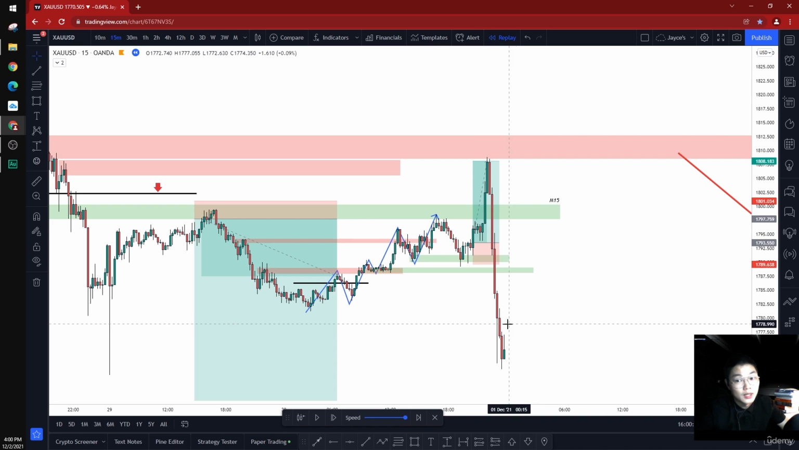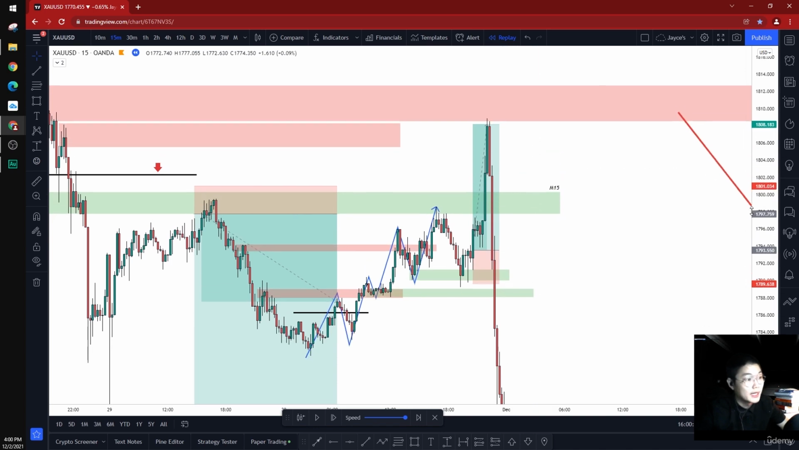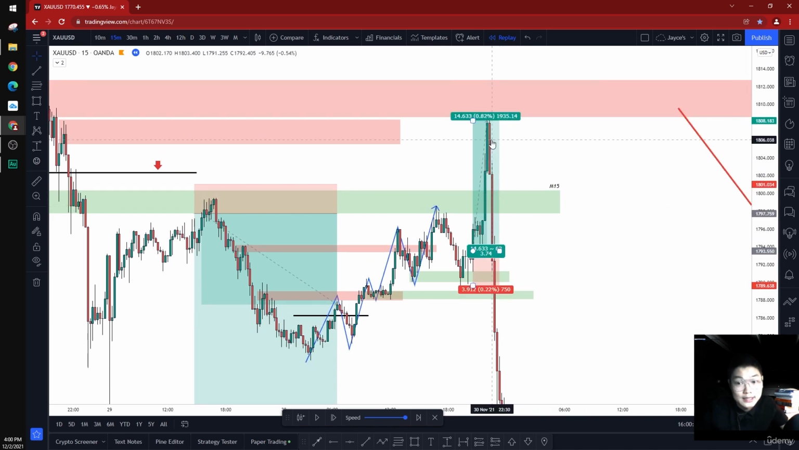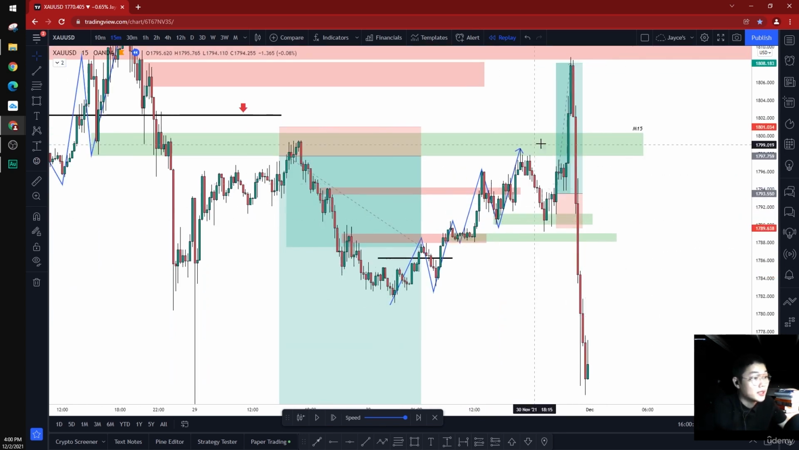Therefore, I skip this trade, and here it is also quite late in my country, therefore I don't trade in the midnight like this. Therefore, I just have one to two profit trades in gold for this week.